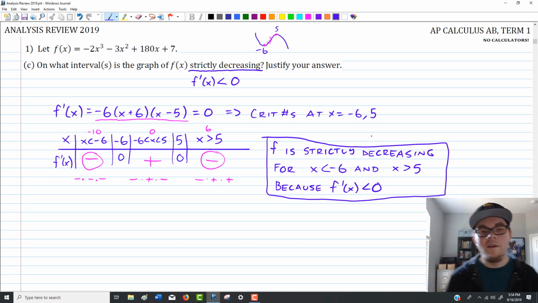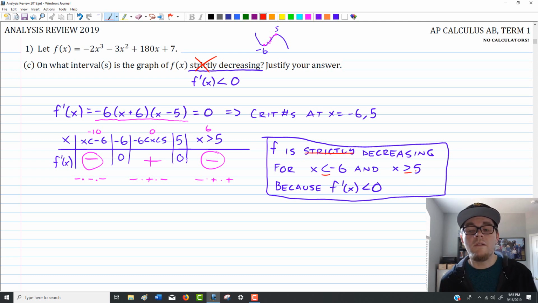But there we go. That is how we'd attempt strictly decreasing. By the way, if the word strictly was not here, let's say it just said decreasing, our only difference, in addition to getting rid of the strictly, would be that we would have less than or equal to negative 6 and greater than or equal to positive 5. That way we'd have everything covered in this case. So just something to note. It'll come up later on.